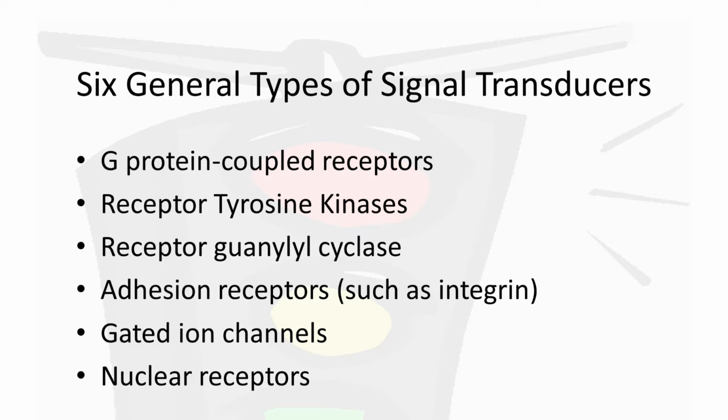Then we have the integrins, the adhesion receptors, the gated ion channels, which is the one that you probably should already know the most about, because you talk a lot about that in biology and anatomy, physiology, and things like that. And then we have the nuclear receptors, which is a class that's very unique because it is the only one that has no extracellular component. Because where does the receptor go? It's in the nucleus.